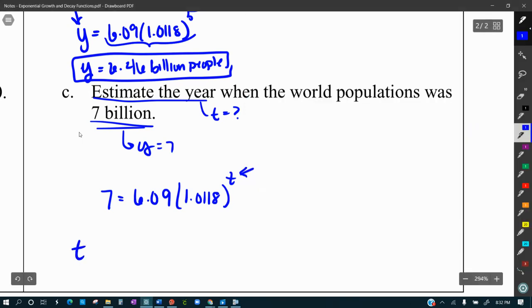So that means t has to be 12, but it's not year 12. Remember, t is the number of years since 2000. So the year that the population was 7 billion is actually the year 2012.